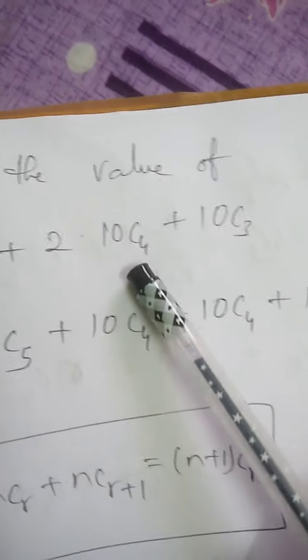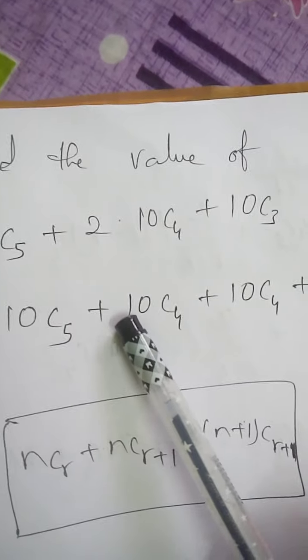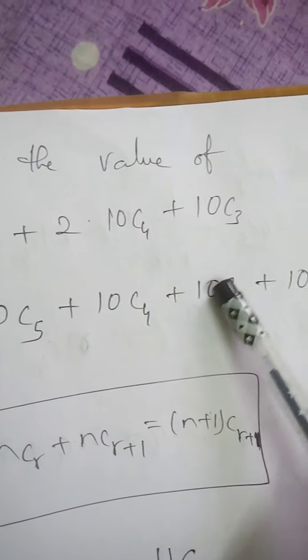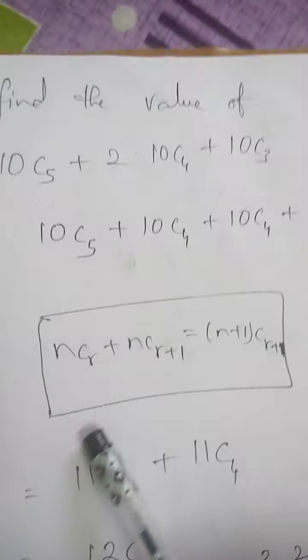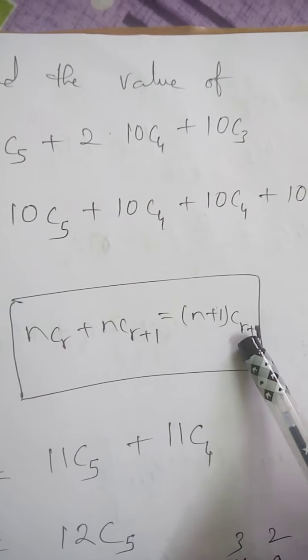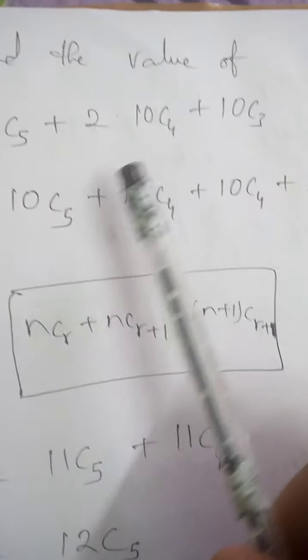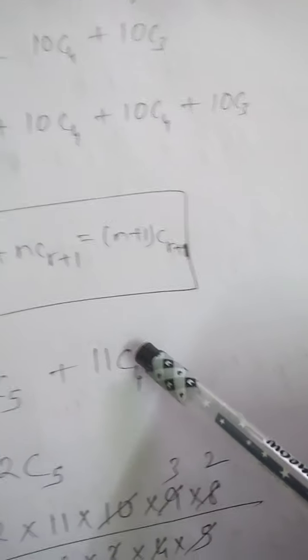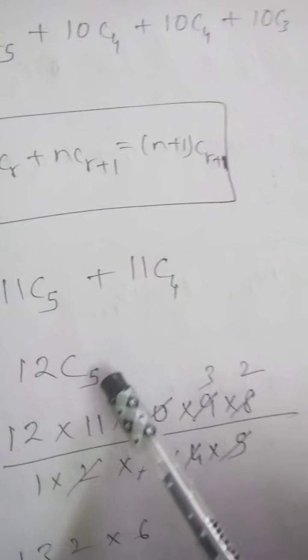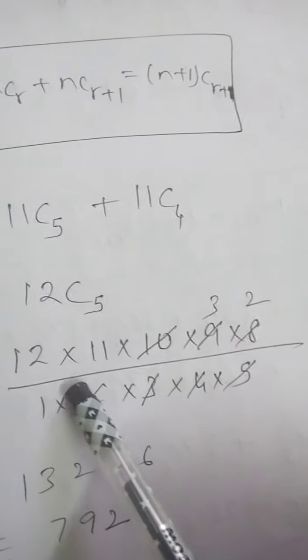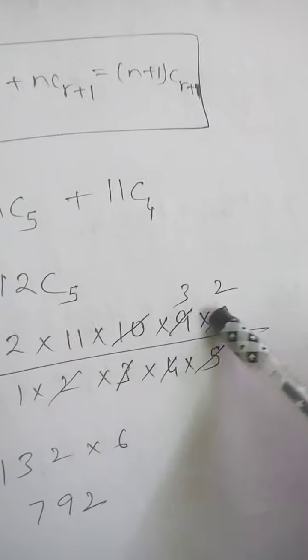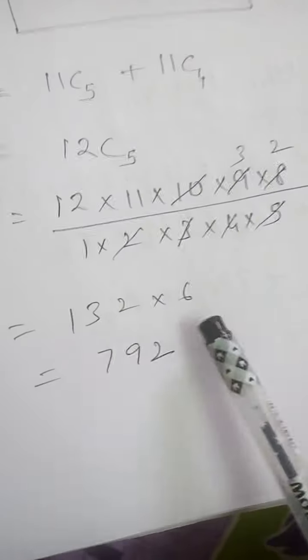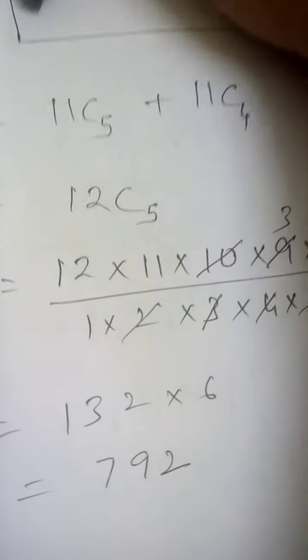Next, find the value of 10C5 plus 2 into 10C4 plus 10C3. 10C5 plus 2 into 10C4 can be written as 10C5 plus 10C4 plus 10C4 plus 10C3. We know the formula NCR plus NCR plus 1 is equal to N plus 1 CR plus 1. So this can be written as 11C5 plus 11C4, which is 12C5. 12C5 can be calculated as 12 into 11 into 10 into 9 into 8 by 1 into 2 into 3 into 4 into 5. If you cancel it, it will become 132 into 6, it is 792.